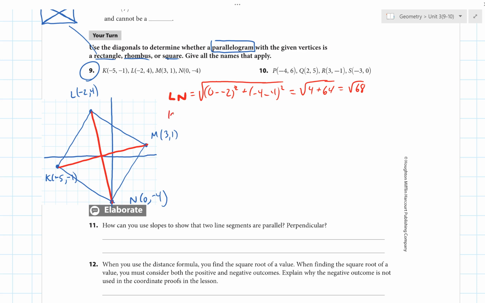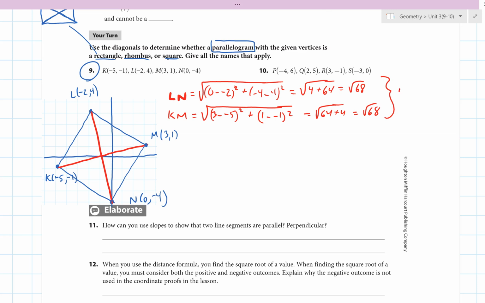And then the length of KM, the other diagonal, let's see, we're going to have 3 minus -5 squared, and 1 minus negative 1 squared. That is 8 squared is 64, and 2 squared is 4. So we also get root 68. So that tells us the diagonals are congruent, which means it is a rectangle.